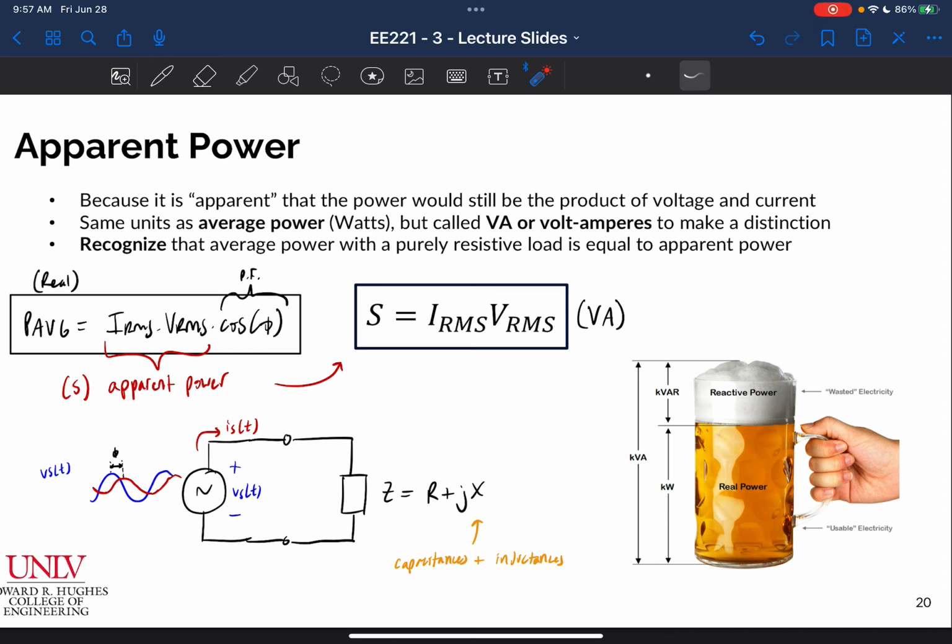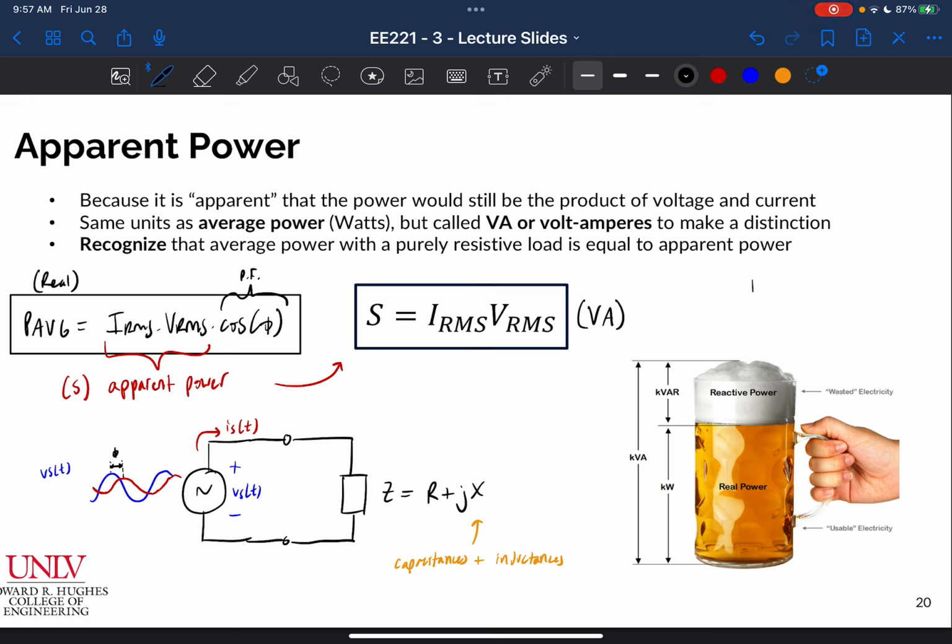And so in the case where the resistor is our entire impedance and we have no reactance, then the beer would fill the whole glass and we wouldn't have any foam here. Our reactive power would be zero and our apparent power would be equal to our real power. And that's exactly what we had in the resistive case, right?